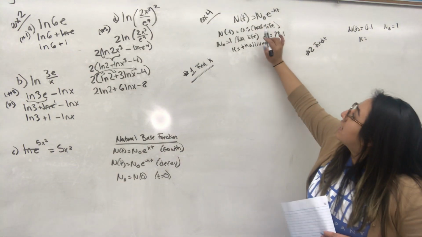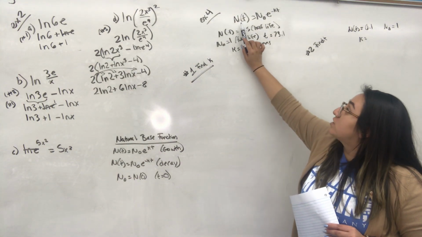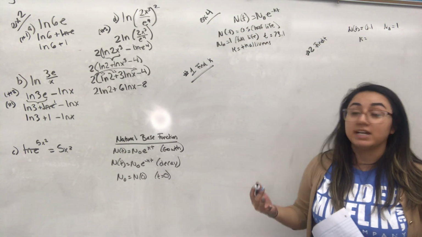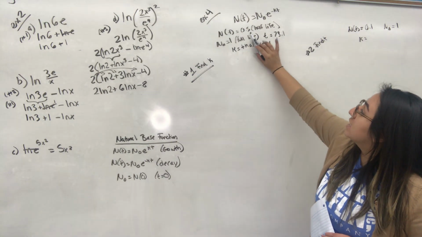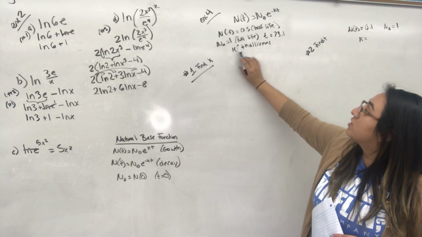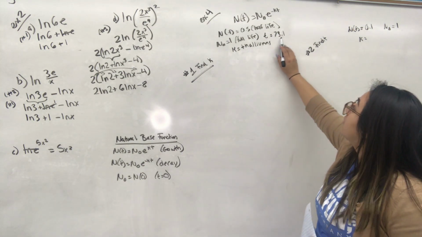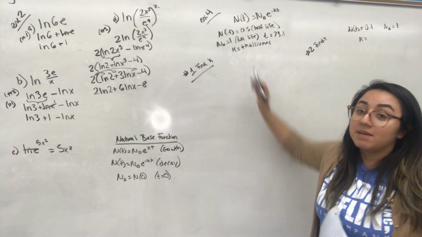I have everything written down here. We're using the decay equation. We have N of t being 0.5. We're going to start with the half-life and full life. So N of t, the ending point, is the half-life, and our N of 0 is the full amount. We have t being the number of hours, which is 73.1, and then k being thallium's constant.